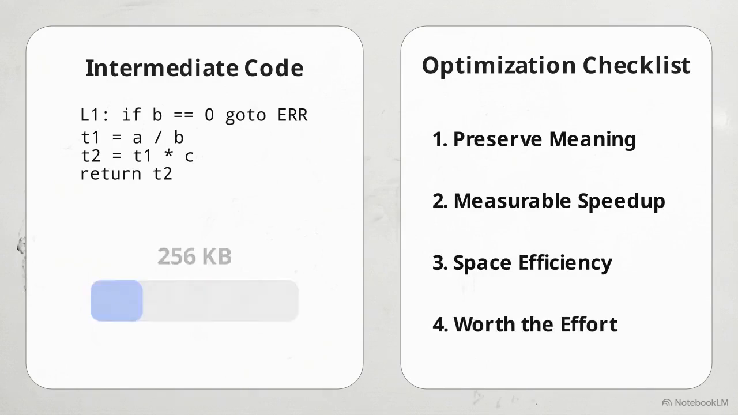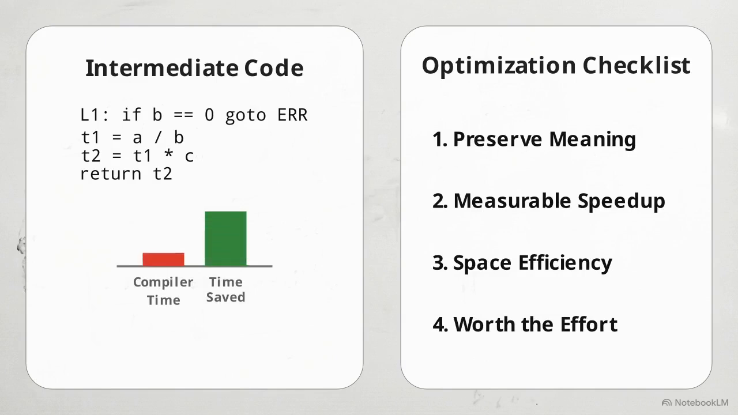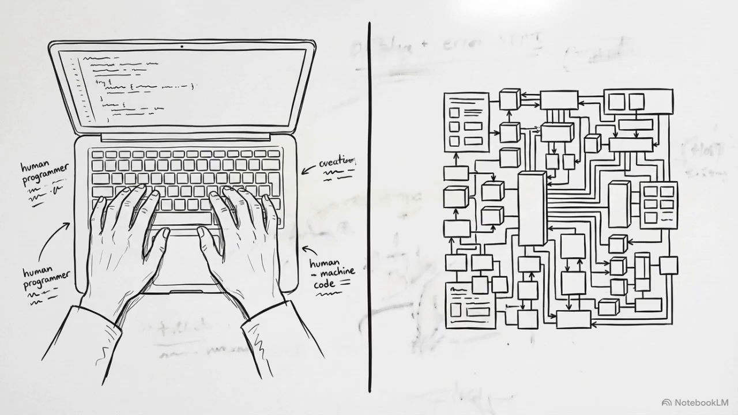The final criterion is worth the effort. The compiler's computational time spent optimizing must balance against actual runtime saved for the user. This presents a rigid conflict. How can an automated system rewrite a programmer's logic without breaking the application?